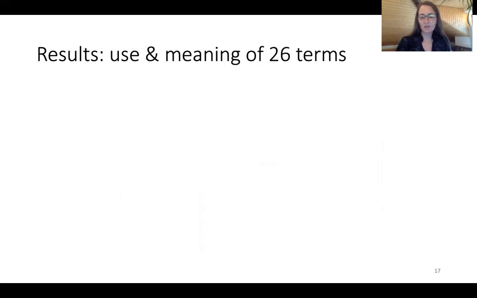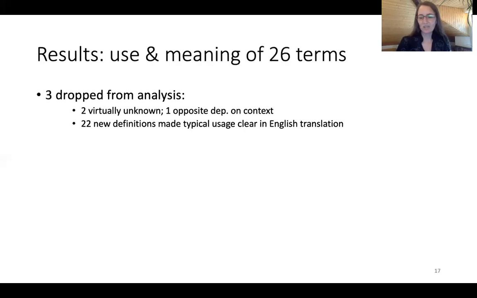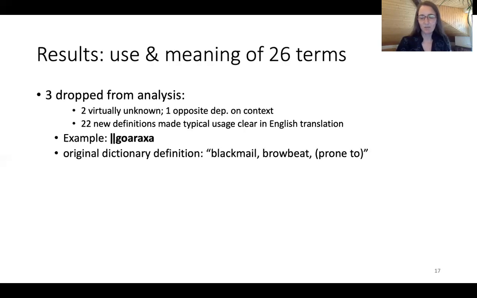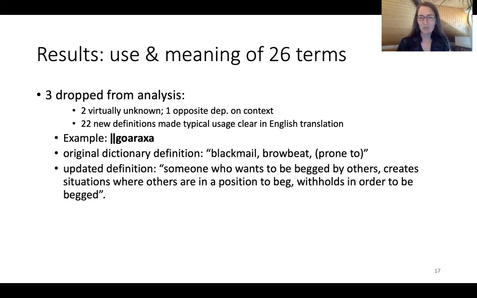In terms of better understanding specific terms, we dropped 3 that were too inconsistently understood by participants. And for 22 terms, we updated the definition to improve our ability to interpret factors. So for example, there was this term, guaraha, which had been defined as prone to blackmail. When we spoke to multiple people, it became very clear what this term actually meant, which is somebody who wants to hold on to power, likes to be in a position of power over others. So once we understood that, this was much easier to picture.